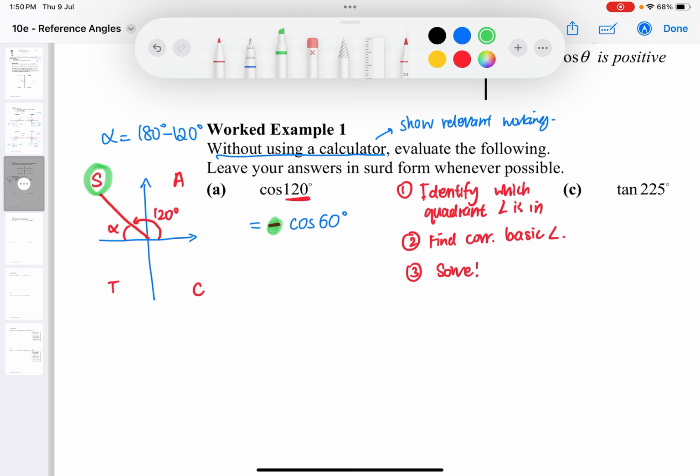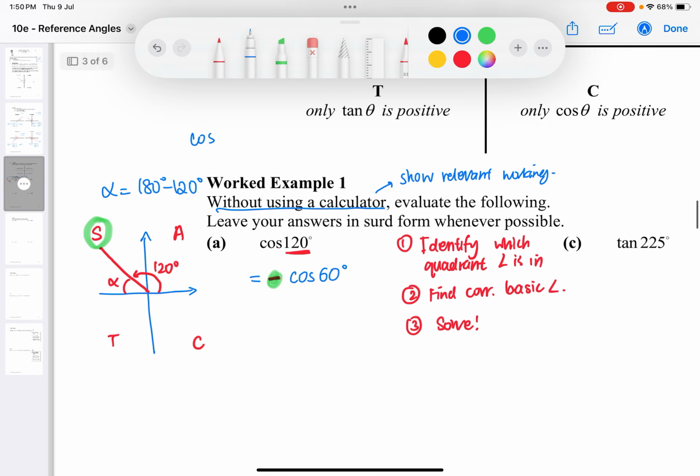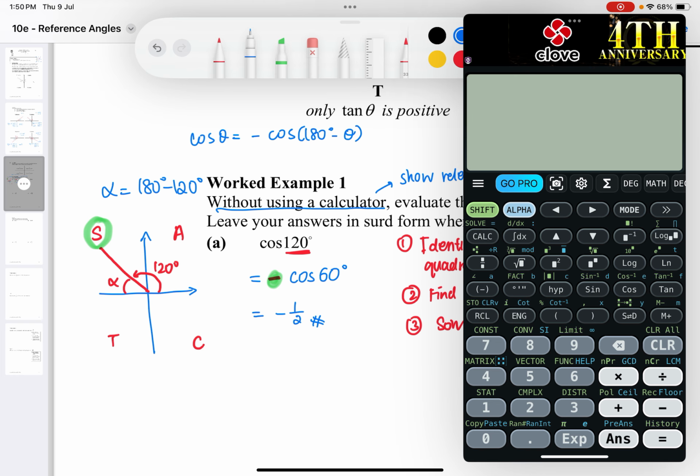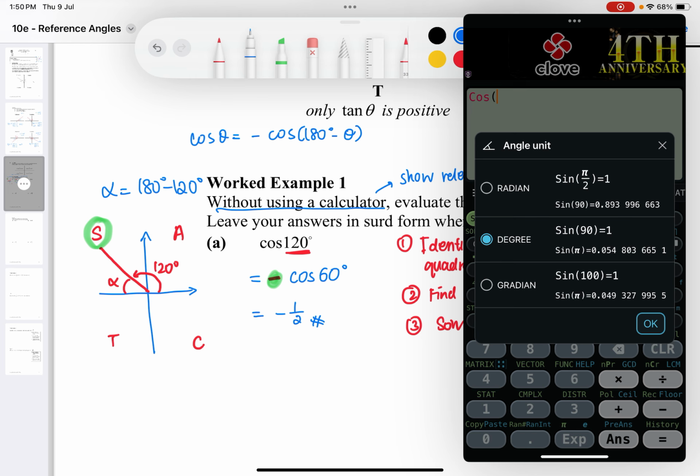And this shouldn't be surprising to you because we have already learned this formula, remember? Cosine theta equals negative cosine of 180 minus theta. So this ASTC is an extension of this formula that you all learned in E-Math, right? Now we know that cosine 60 is a special angle and cosine 60 is actually a half. So you just have to sub in a half. Done, right?